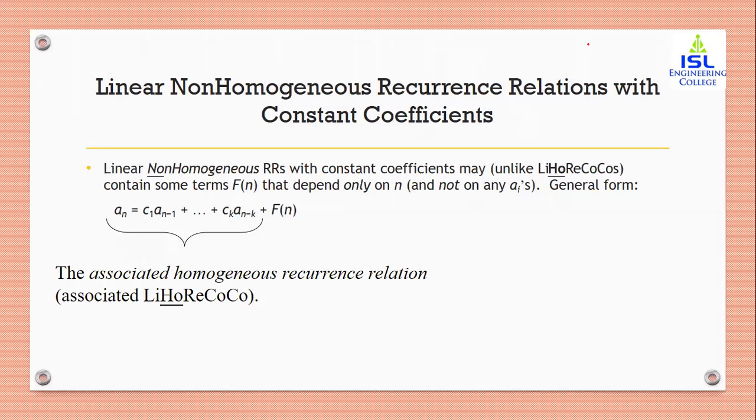Good afternoon. In this class, we will be seeing linear non-homogeneous recurrence relation with constant coefficients. In the earlier class, we had seen linear homogeneous recurrence relations with constant coefficients. For solving those, we simplified them and studied four theorems for different kinds of linear homogeneous recurrence relations. Now, in this class, we will see non-homogeneous.